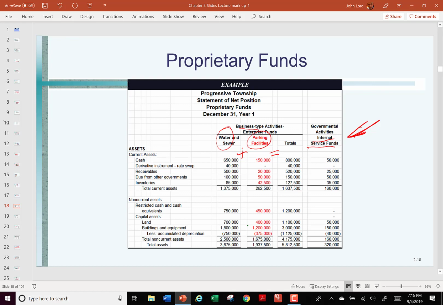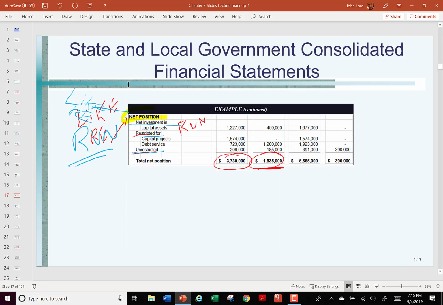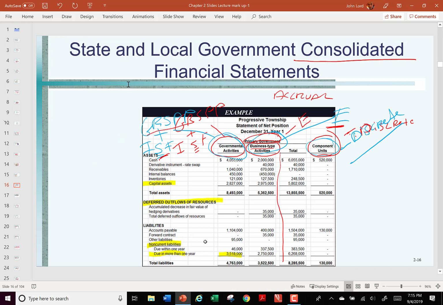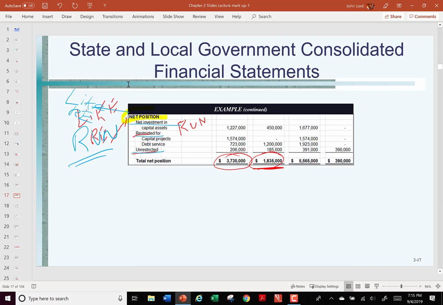Okay? Now, we add those together and we get here. Oh, something I forgot to show you here, though. On the statement of net position, government-wide statement, when we have our net position, we report it in three categories. We report it as restricted, unrestricted, and net invested in capital assets. And I've given you a mnemonic there: RUN, restricted, unrestricted, and net invested in capital assets. Now, what happens? This is very similar to what we do with retained earnings, because net position is like retained earnings. And with your retained earnings, can't you have what? Unappropriated versus appropriated retained earnings?